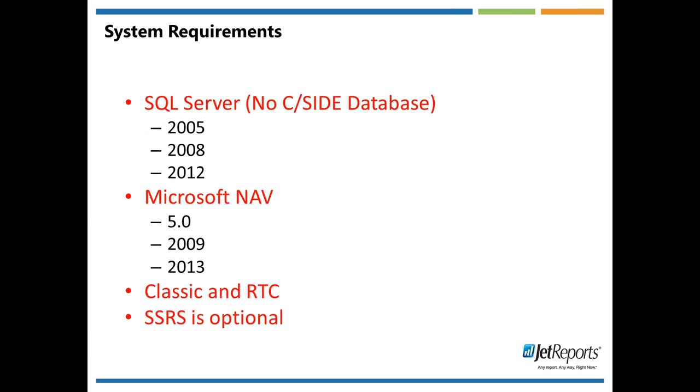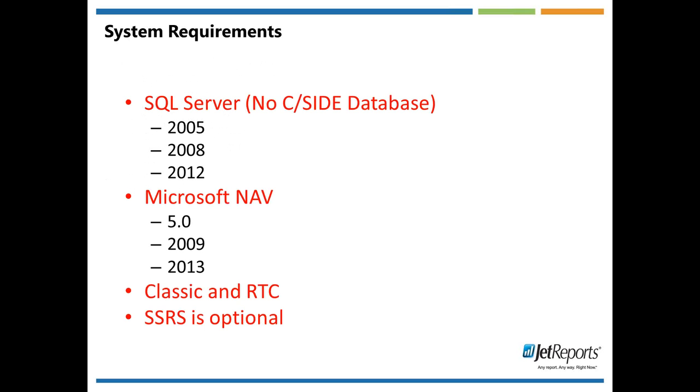So first off, to run Jet Pivotier or Jet SSRS, these are the requirements. Main requirements in red there. You have to be running SQL Server, so no Seaside database. It has to be a SQL Server database. We support, as you see, version 2005 and above. And the version of Dynamics NAV will be version 5 and above. We support all those clients.